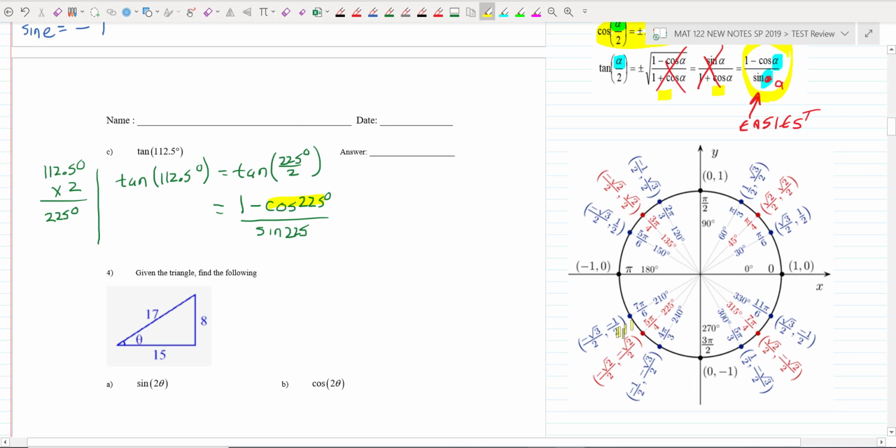So the cosine of 225 is negative root 2 over 2. The sine of 225 is negative root 2 over 2 also. So now we can go ahead and plug this in. So we'll end up getting this. We'll have 1 minus negative root 2 over 2 all over, no, sine. Okay, and we'll have sine of 225 is negative root 2 over 2. So we just need to algebraically simplify this. So this is 1 plus root 2 over 2, and then the bottom is negative root 2 over 2.